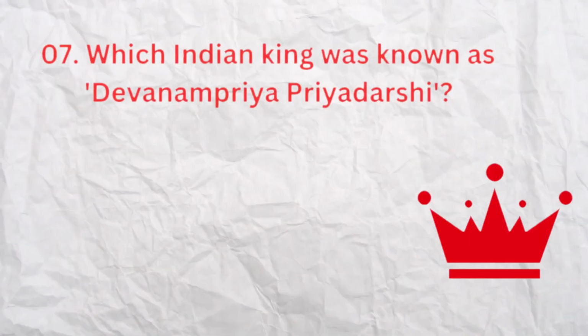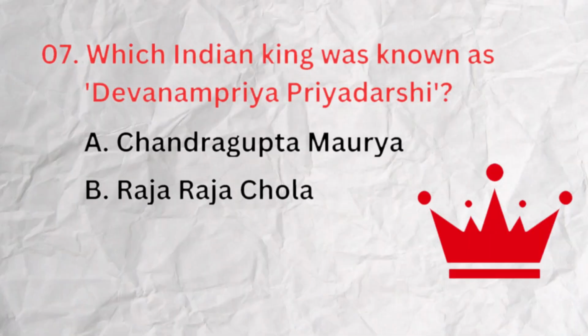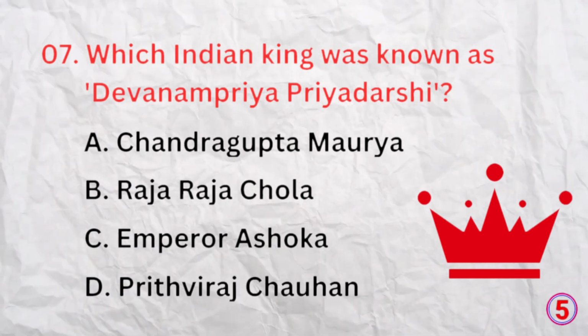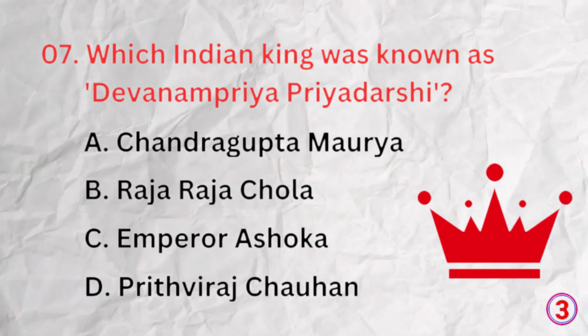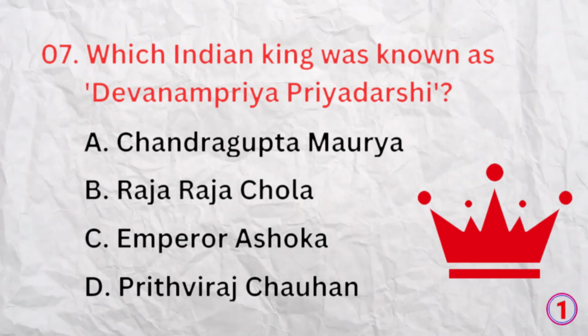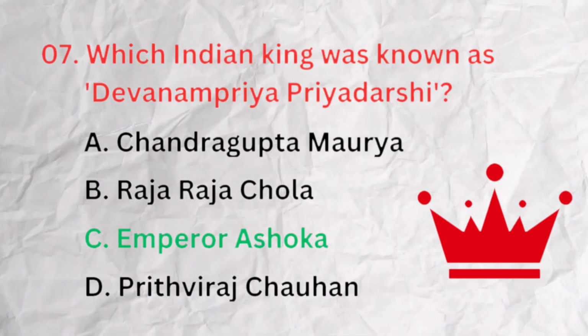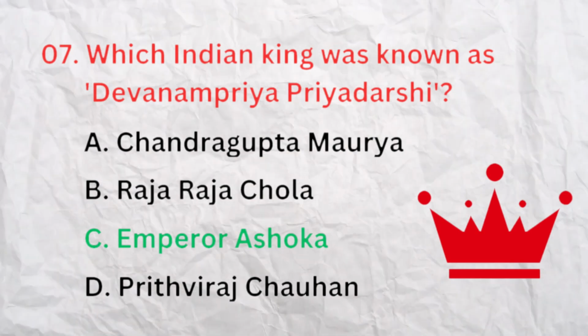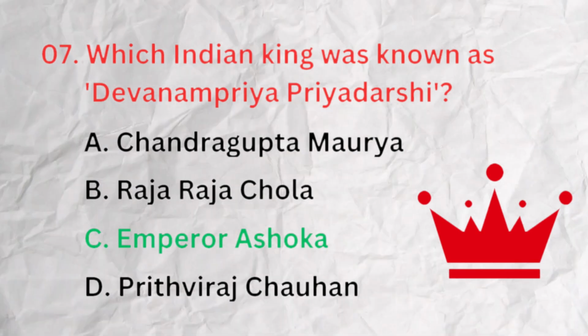Which Indian king was known as Devanam Priya Priyadarshi? The correct answer is option C, Emperor Ashoka.